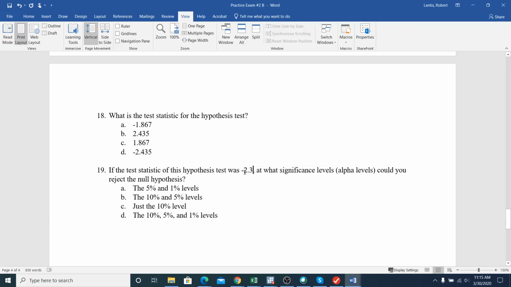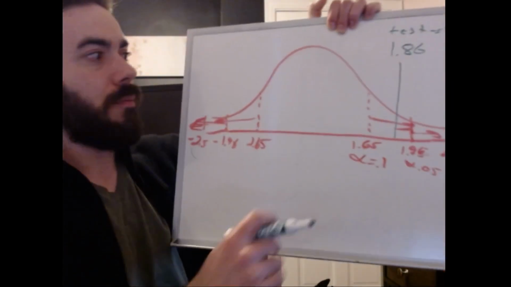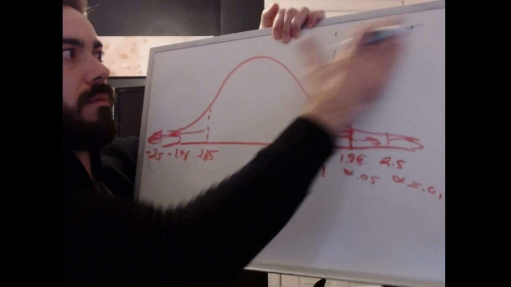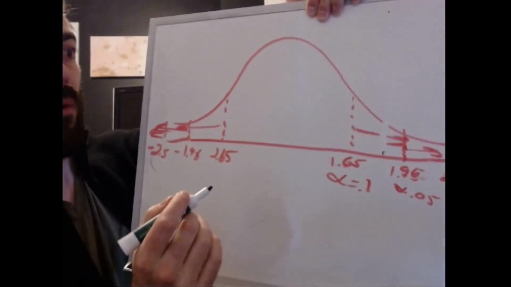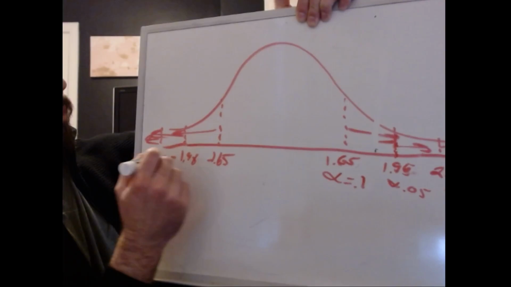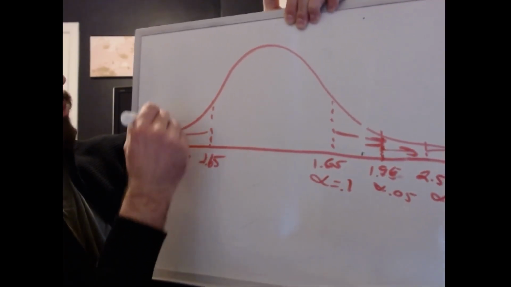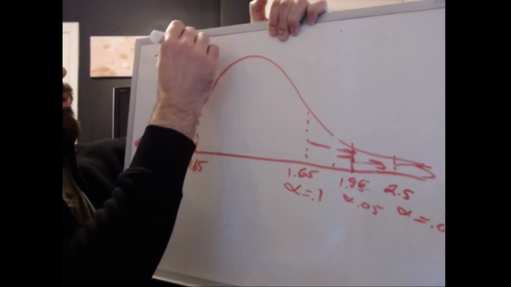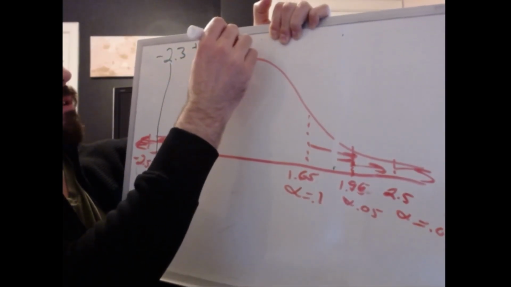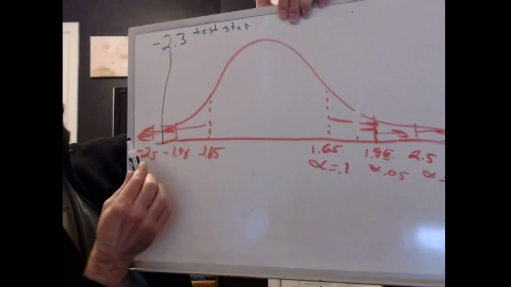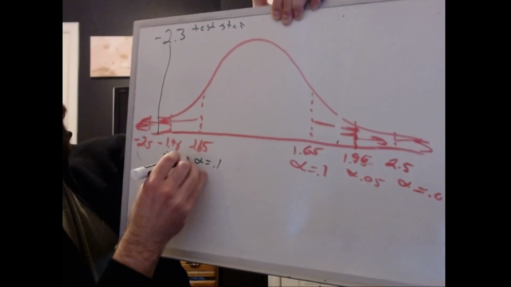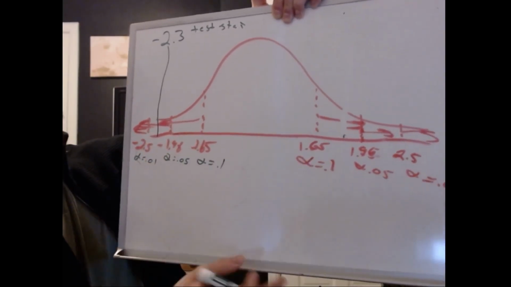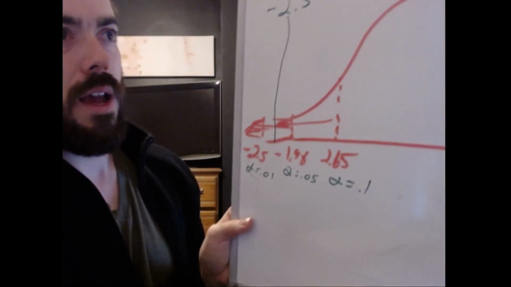Okay, well now what would your rejection decision be? Well, now your test statistic isn't 1.86, instead it's negative 2.3, and here were negative 2.5 and negative 1.96. So if I plot it, my test statistic is somewhere over here. So now it's in the rejection region, and once again, these were alphas of 0.1, 0.05, and 0.01.